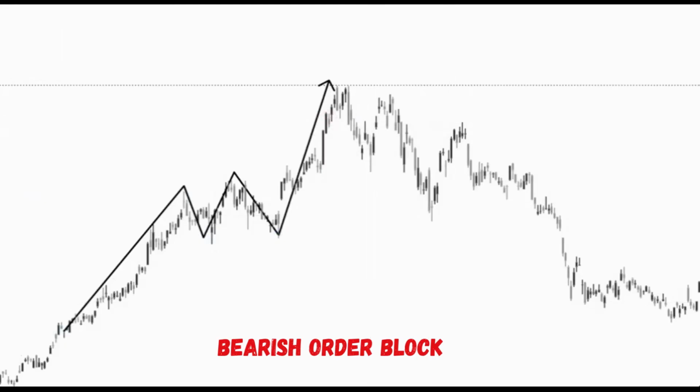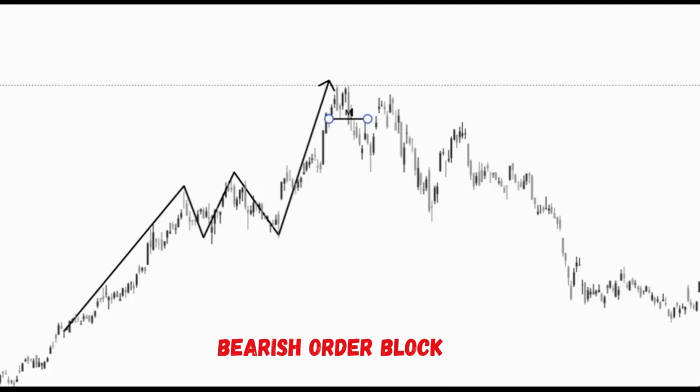Notice how price leaves this area with strong bearish displacement. Large bearish candles indicate that selling pressure has entered the market. More importantly, the bearish move breaks the previous higher low. This confirms a bearish market structure shift, suggesting that market sentiment may be changing from bullish to bearish.